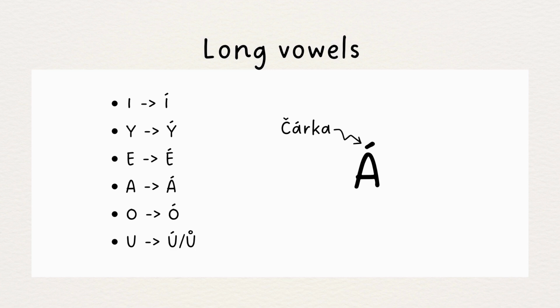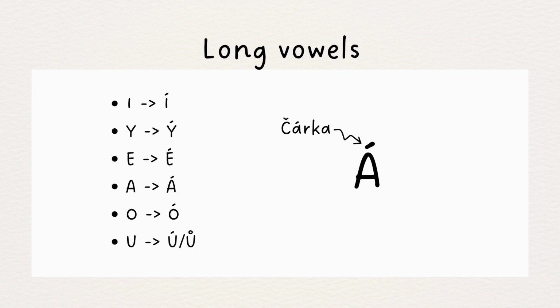After learning the short vowels, long vowels are going to be fairly easy because the only thing you need to add is a line over the letter, like this. The pronunciation then becomes longer. The line is called čárka.